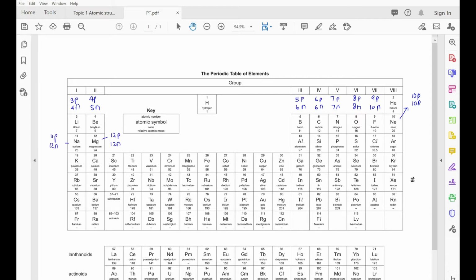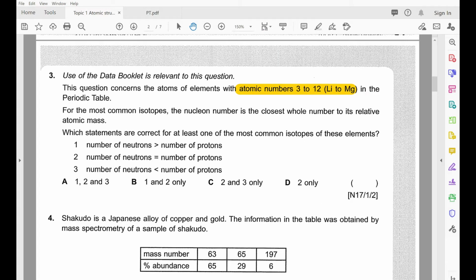Option number 1, number of neutrons is greater than number of protons. We have like this one. All right. Number of neutrons are greater than number of protons. And we also have number of neutrons equals number of protons. But we do not have number of neutrons less than number of protons. So the answer here is B.